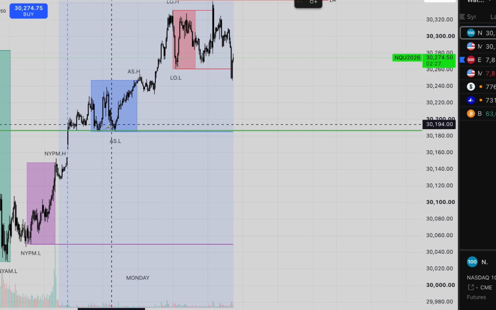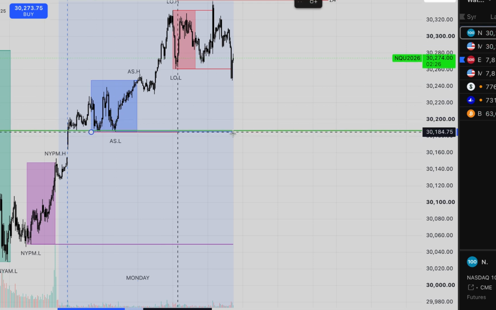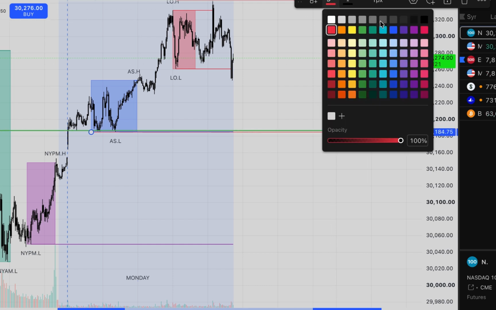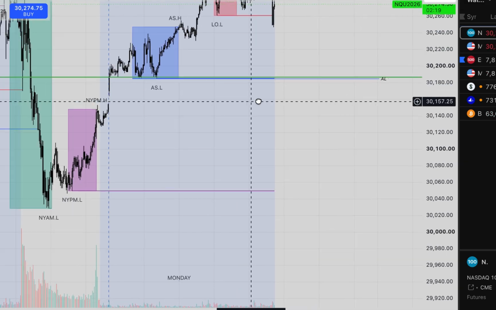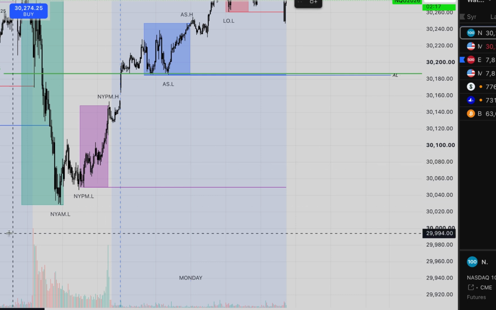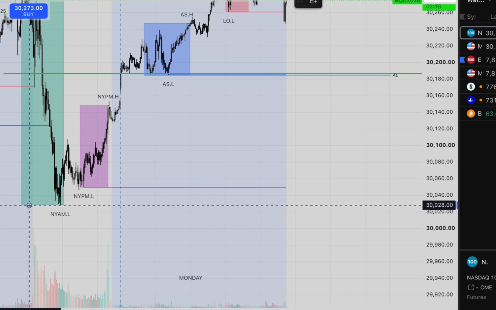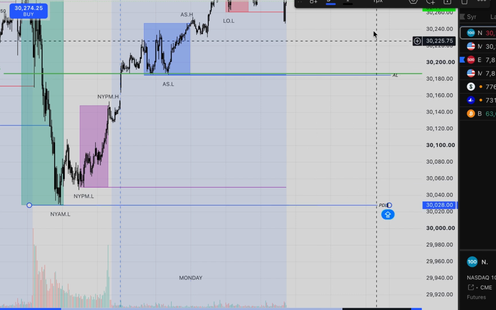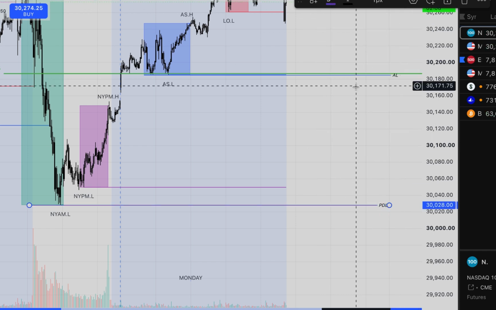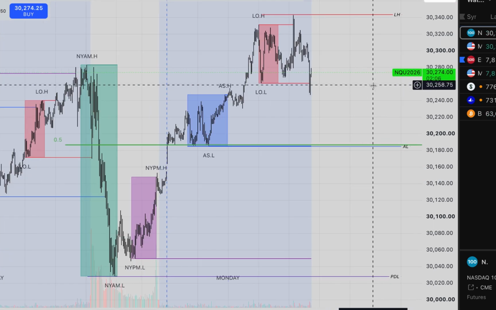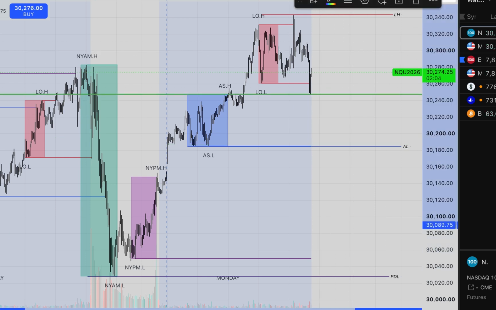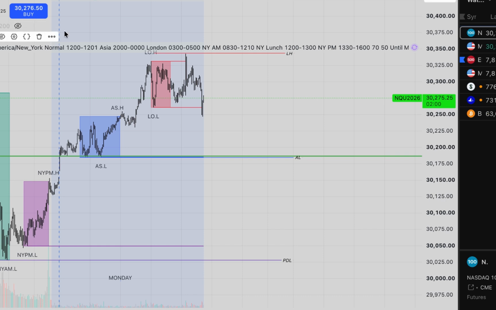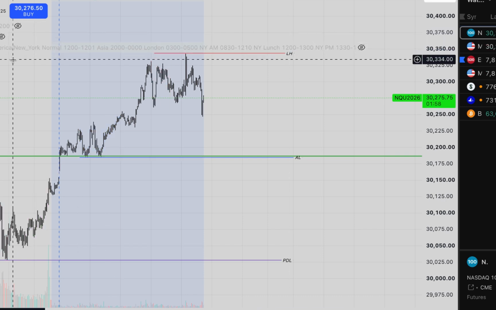Asia lows. And Asia lows line up perfect with the 50% retracement. So that's a good sign. That gives you better confluence. And then I'll do previous day lows with that being purple. You guys can use whatever color you want. This is an art class. And then I'll kind of take that out and see how that looks.